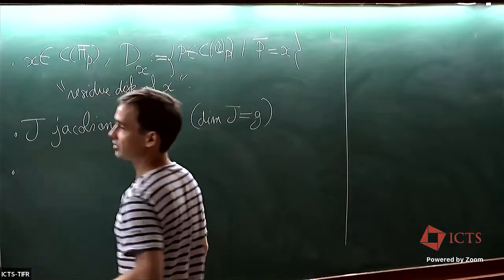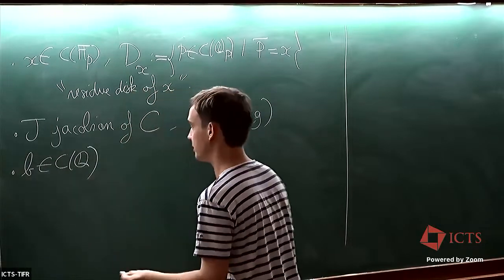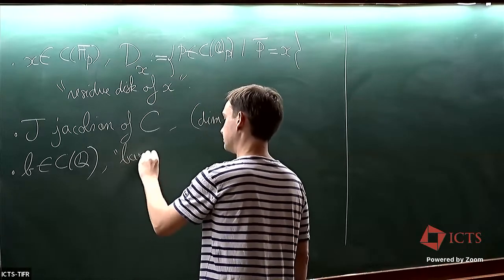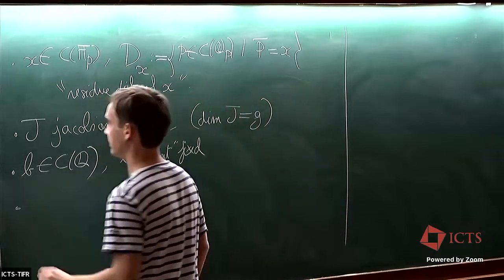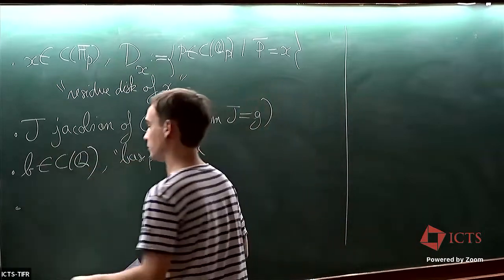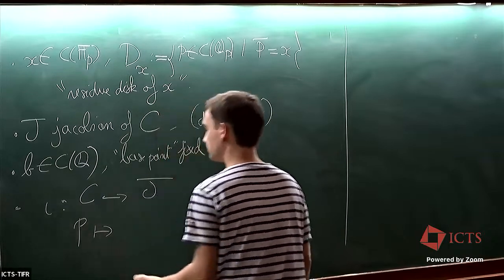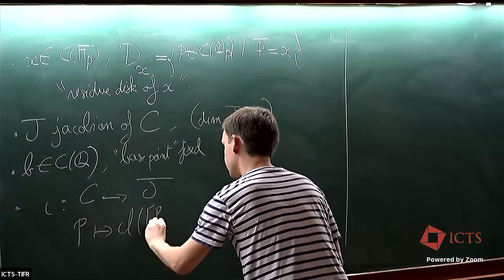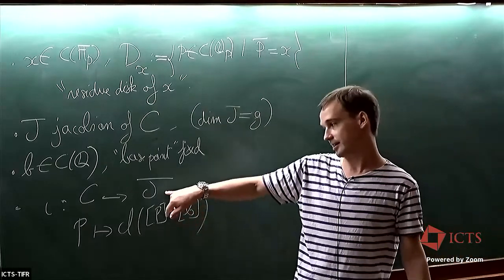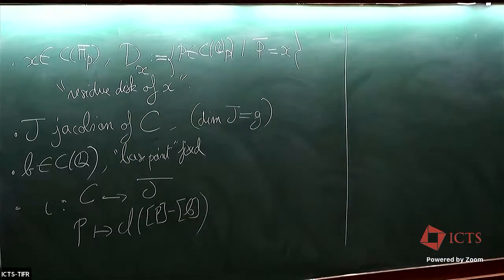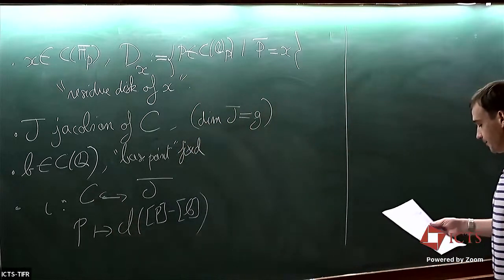All right, and because I need it for simplicity, I also fix B, a rational point of C, which I call the base point. And this allows me to send the curve inside the Jacobian in the following way. To every point P, I associate the class of the divisor P minus B. So this is a degree 0 divisor in the curve, so it makes sense to talk about it in J, which parameterizes those equivalence classes. So this is an embedding.